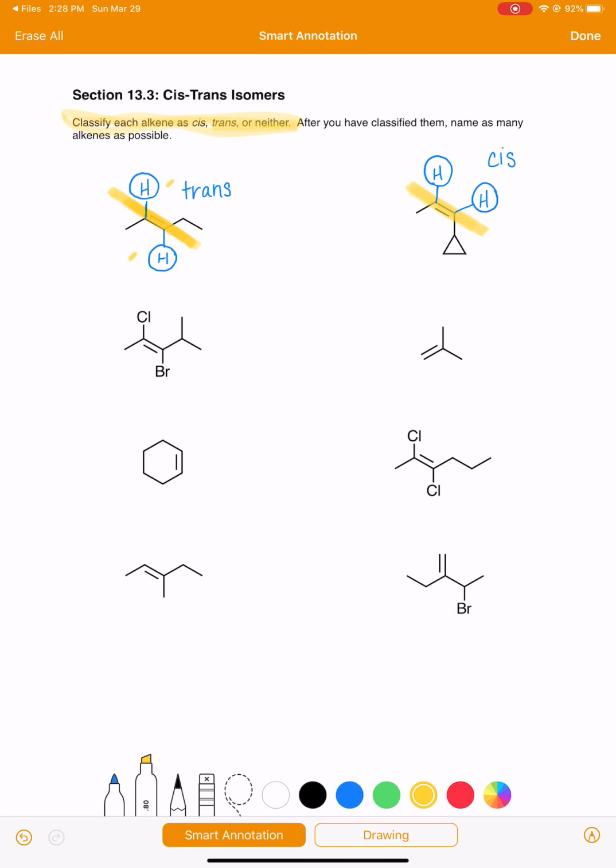Moving on to the next one, draw a nice line through your double bond so you can easily see the two sides. Now, we don't have any hydrogens missing from this double bond, so what we need to do is find something on this carbon that is also on the other carbon. Chlorine we can't use because it is only on the left-hand carbon. Likewise, bromine we can't use, it's only on the right-hand carbon.